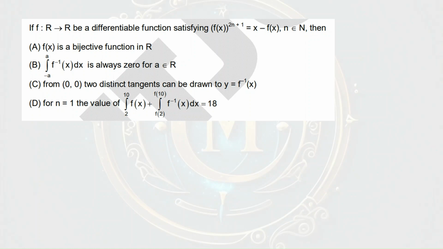If we look into the options, the first says that f(x) is a bijective function in R. So what is a bijective function? A bijective function is both one-one and onto. The first thing that strikes our mind is that to check whether f(x) is bijective or not, we have to check the monotonicity of the function. So we are given this functional relation here.